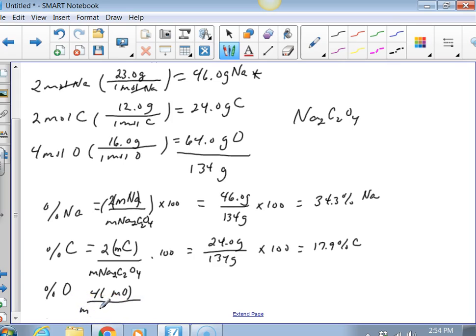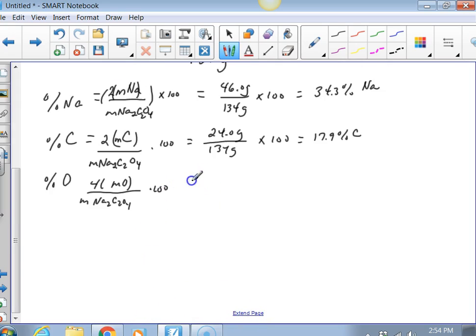divided by the mass of Na2C2O4 times 100. That's going to give 4 times the mass of oxygen, which would be 4 times 16, or 64 grams. Again, divided by the same whole, 134 grams times 100. 64 divided by 134 multiplied by 100 is 47.8%. And that would be oxygen.